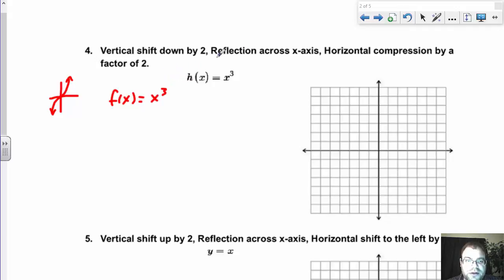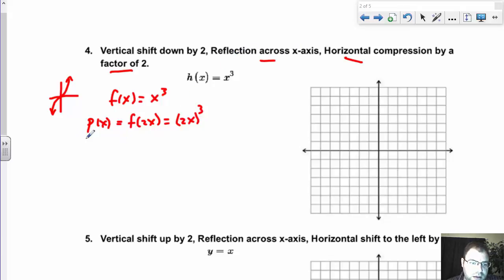Okay, let's do the horizontal compression by a factor of 2 first. So that goes inside the parentheses. I'm going to say p of x is going to equal f of 2x now, right? Which means we're going to turn this x into a 2x. So that's inside the parentheses, 2x all cubed. Very important that you put the 2 inside the parentheses. So that is your horizontal compression by a factor of 2. Horizontal transformations, compressions, and stretches go inside the parentheses.